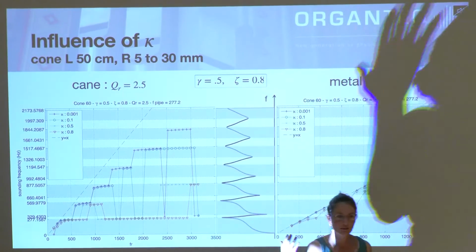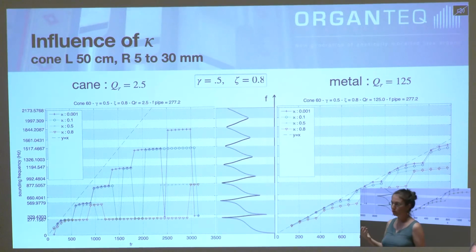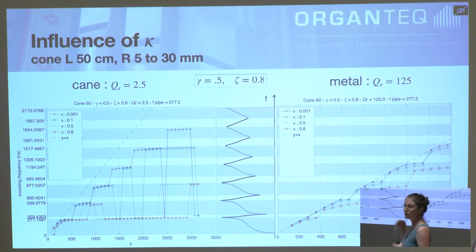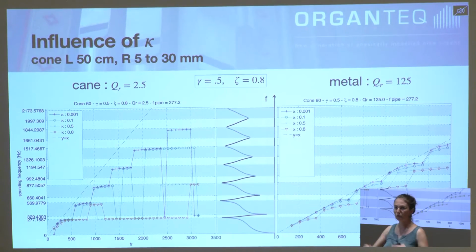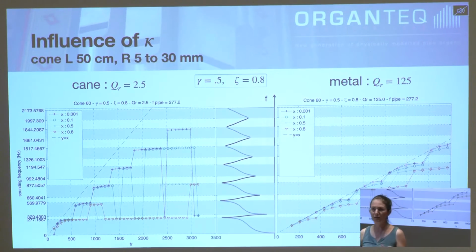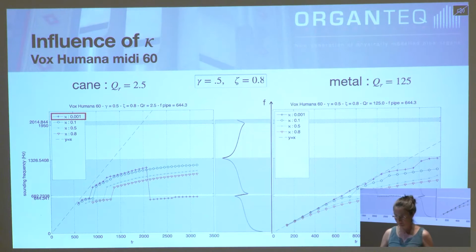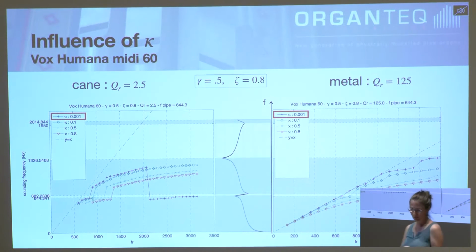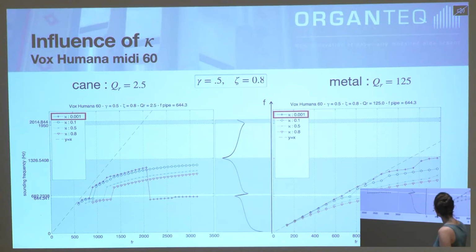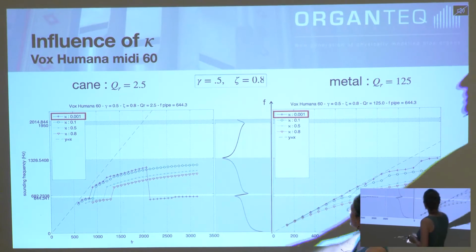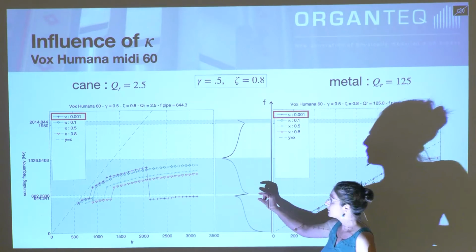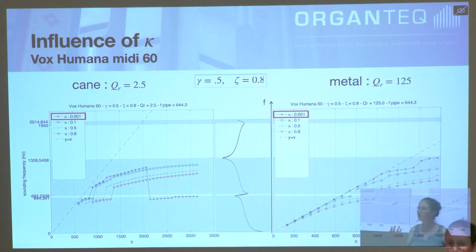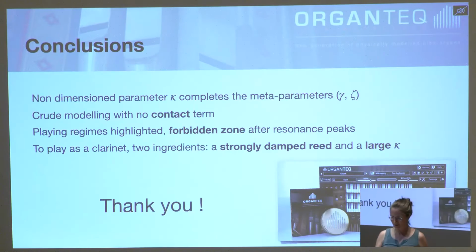And what this graph tells us is that if you want a clarinet, you need a high frequency, you need a low quality factor, but you also need a big kappa somehow. Otherwise, your clarinet will blow up, and it's not the behavior that you want. And of course, for all the different pipes, it works. But since the impedance curve is different, the forbidden zones where you cannot play are smaller, and so you don't necessarily hear it. But it's still an effect that is present.